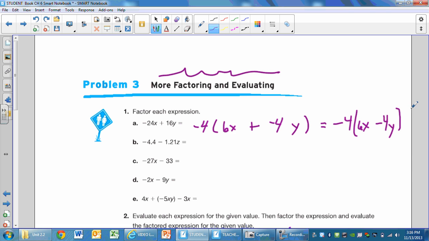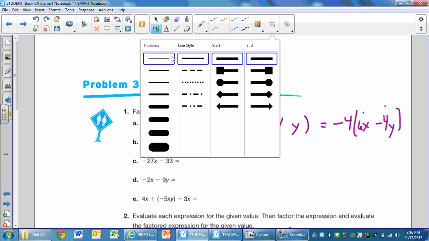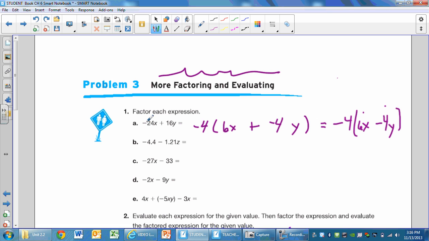Then you notice, Miss Roan, that both of these numbers are even, 6 and 4. So did I take out the greatest common factor, yes or no? What do we think? I think that I did not. I could have taken out an 8. So let's do that instead.